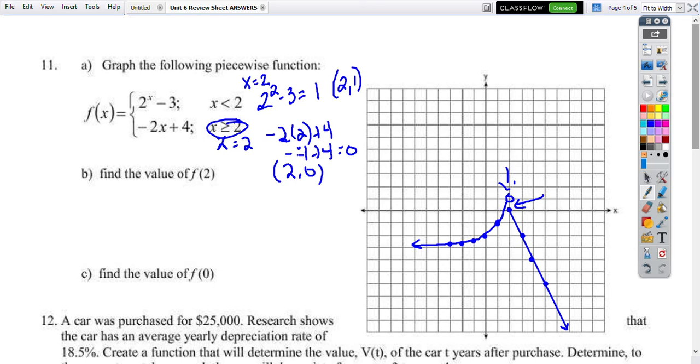Okay, to find f of 2, when I plug in 2, because 2 is less than or equal to, I'm actually going to plug into this function right there. So f of 2 is equal to negative 2 times 2 and then plus 4. So this is negative 4 plus 4, and that's 0. That's what f of 2 is. All right.